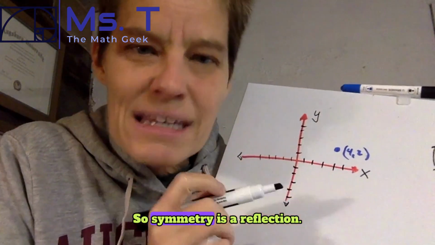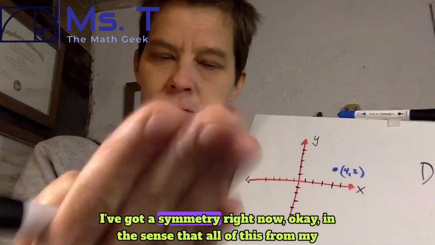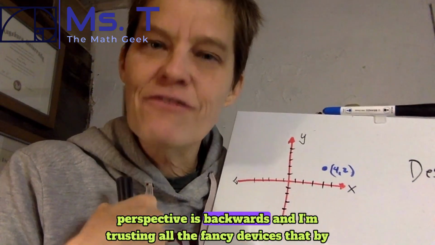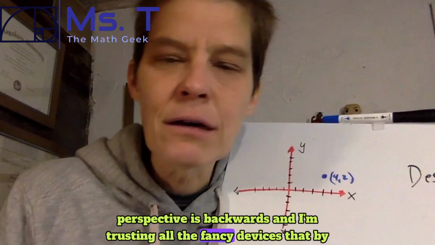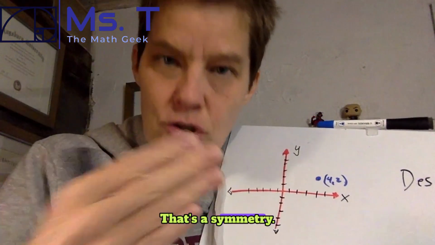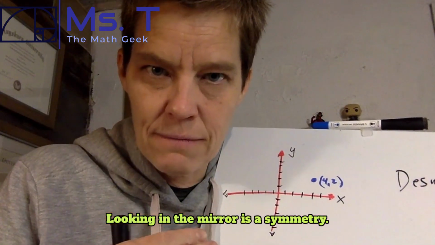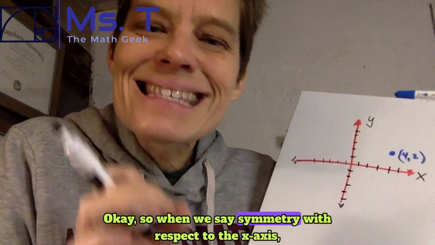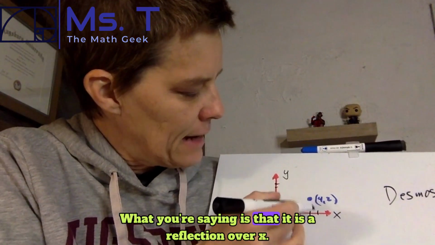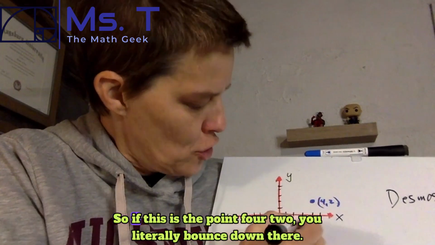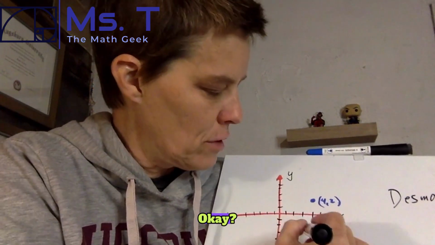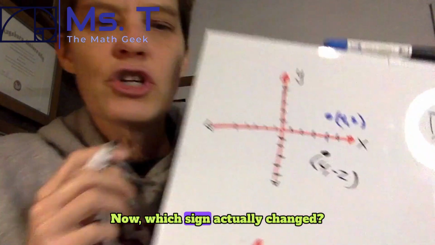This is the coding, which maybe your teacher didn't know to tell you, but that's the facts. Okay, so symmetry is a reflection. I've got a symmetry right now, okay, in the sense that all of this, from my perspective, is backwards. And I'm trusting all the fancy devices that by the time it hits your eyes, it's the right way up, okay? That's a symmetry. Looking in the mirror is a symmetry, okay? So when we say symmetry with respect to the x-axis, what you're saying is that it is a reflection over x. So if this is the point (4, 2), you literally bounce down there. And what is that point? It's (4, negative 2). Okay? Now, which sign actually changed?